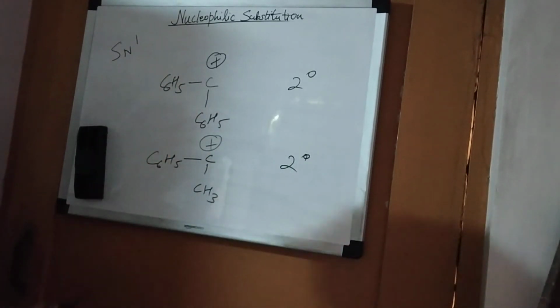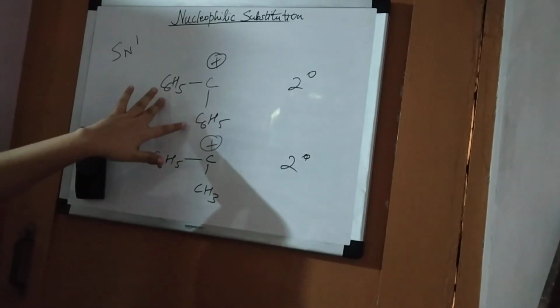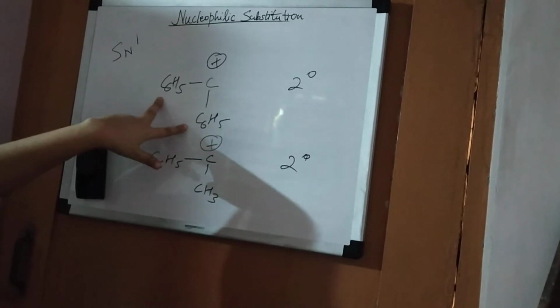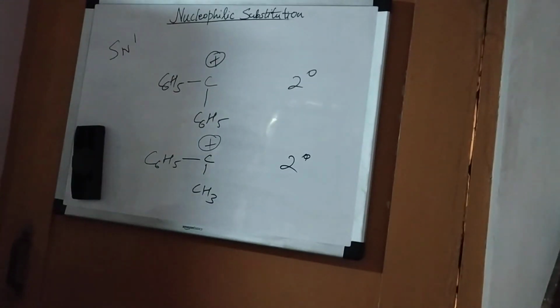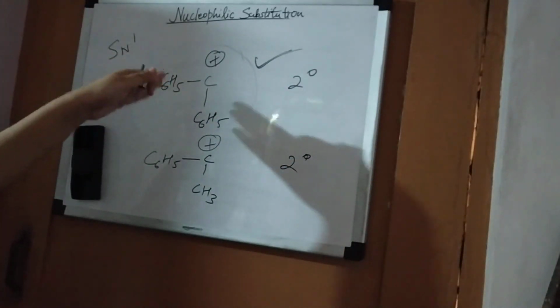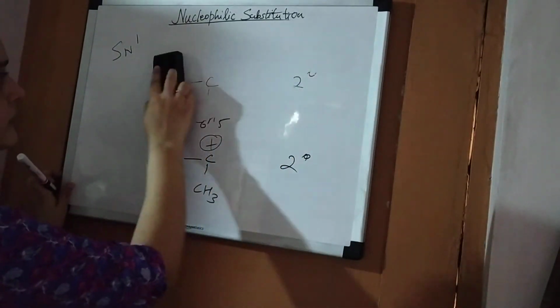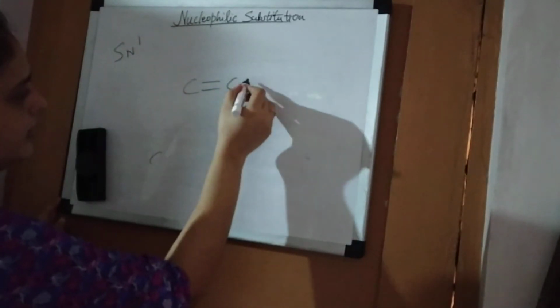The resonance here will be double that of the other because there are two phenyl groups here. So due to the resonance effect, this carbocation will be more stable, and hence the rate of the SN1 reaction will be higher in this case. And this resonance also stabilizes allyl halides. This is the allyl halide.